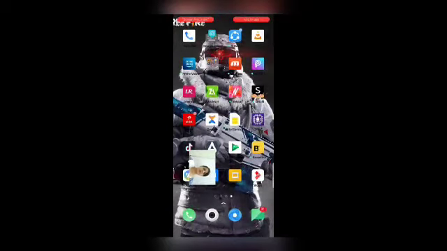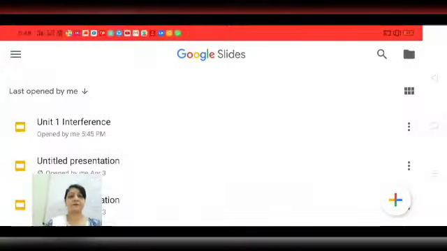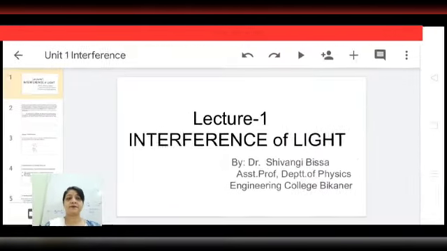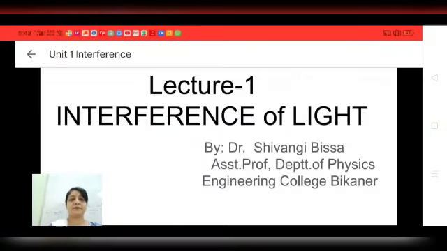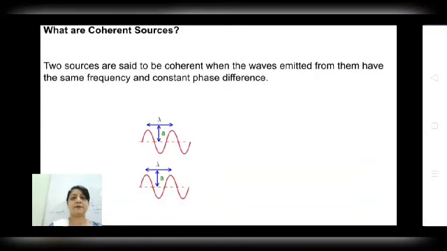Now, what are coherent sources? Coherent sources are the sources which emit light waves having the same frequency and constant phase difference. There are basically two methods to produce such kind of sources. One is by division of wavefront and one is the division of amplitude.